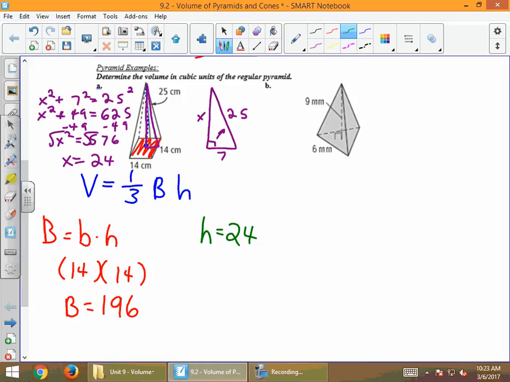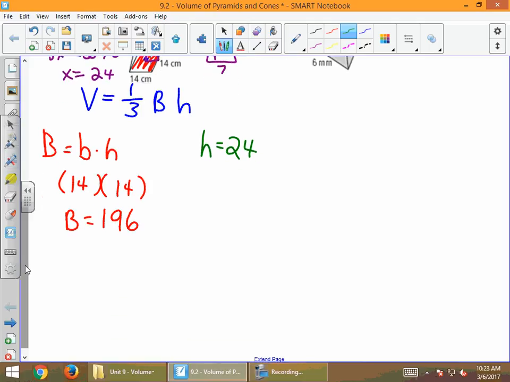We're not done yet. We need to figure out the volume of this pyramid. So I'm using that blue formula now. So I know my V equals 1/3. That's not going to change. What was my base area? What was my big B? What do we find that to be? It's on the board. What do we find the big B to be? Thank you. 196. How tall was the true height? How tall is this pyramid? 24.